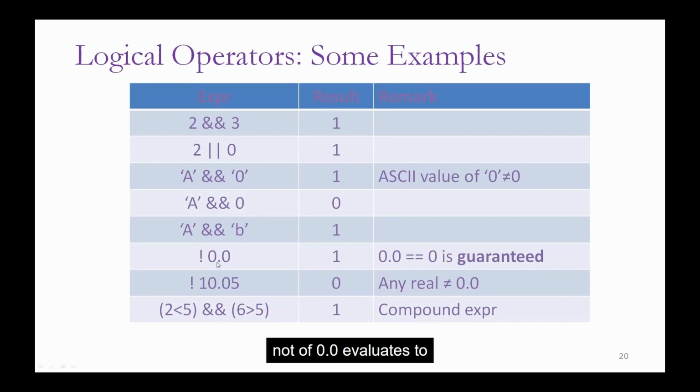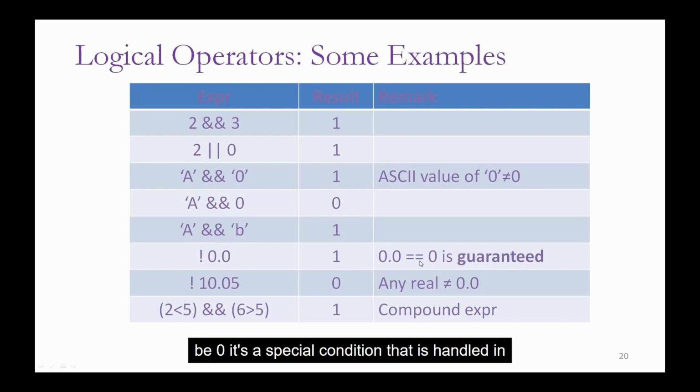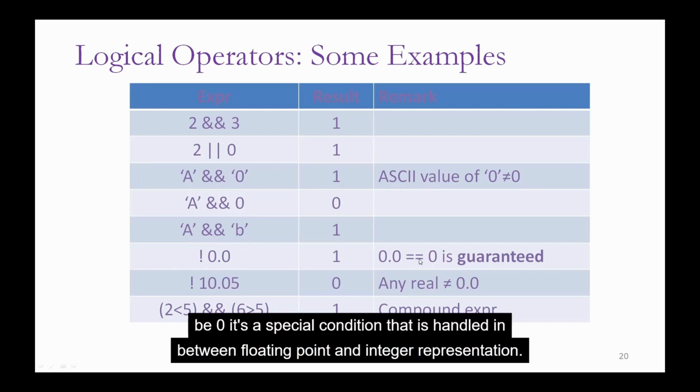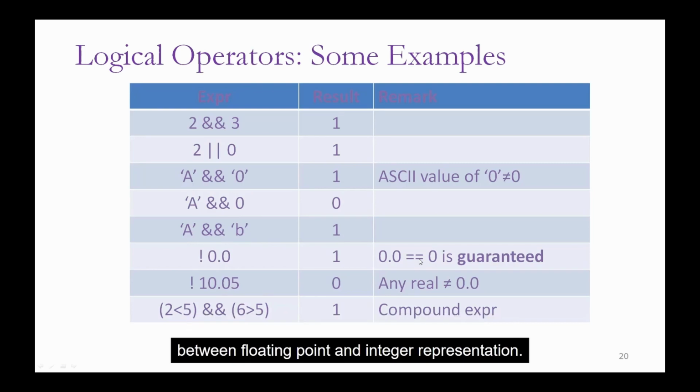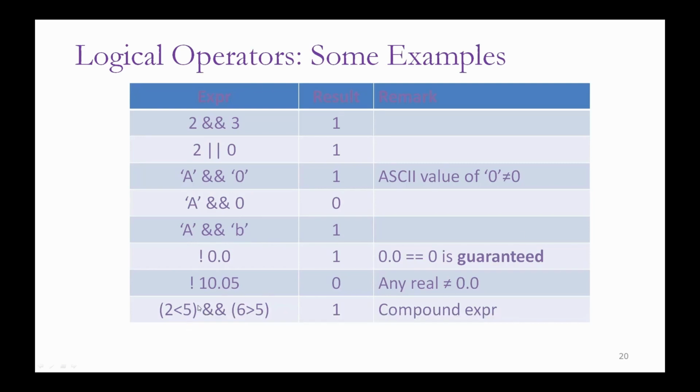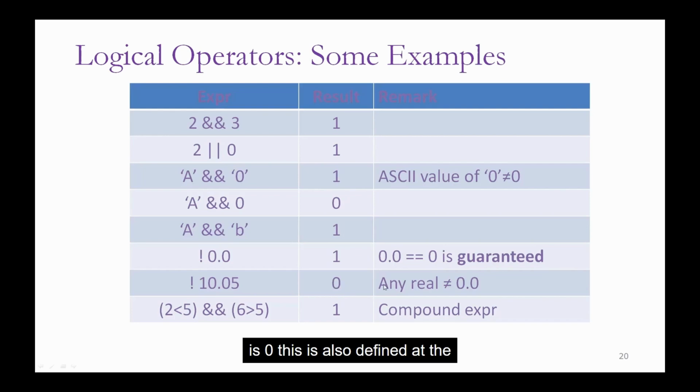Not of 0.0 evaluates to 1 because 0.0 is guaranteed to be 0. It's a special condition that is handled in between floating point and integer representation. Not of any non-zero value is 0. This is also defined at the compiler level.